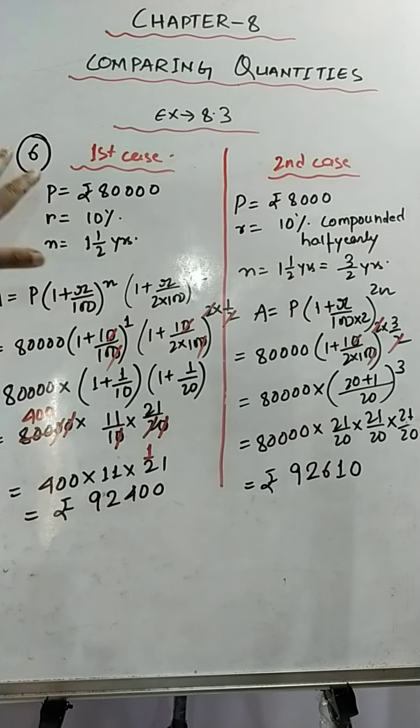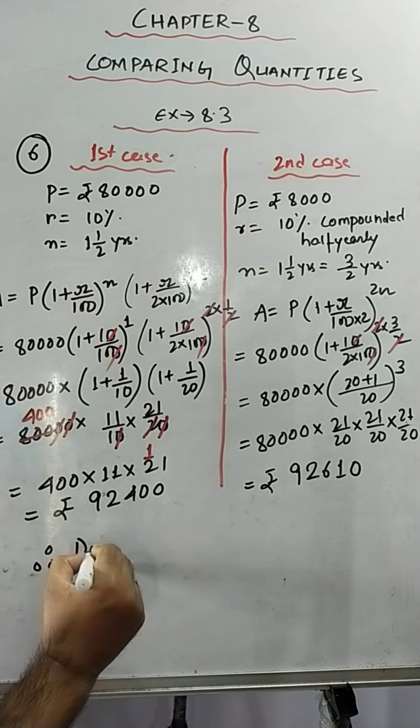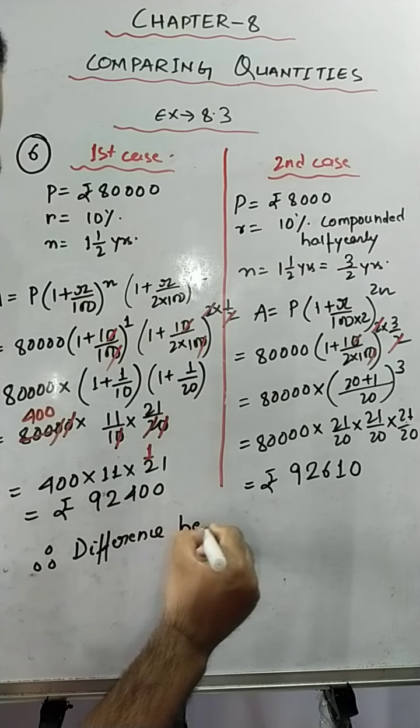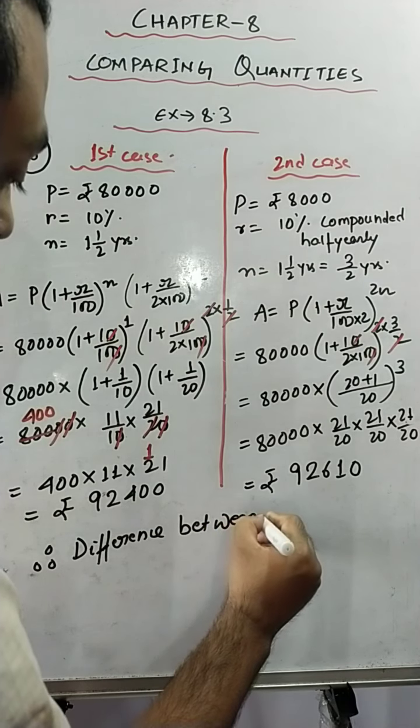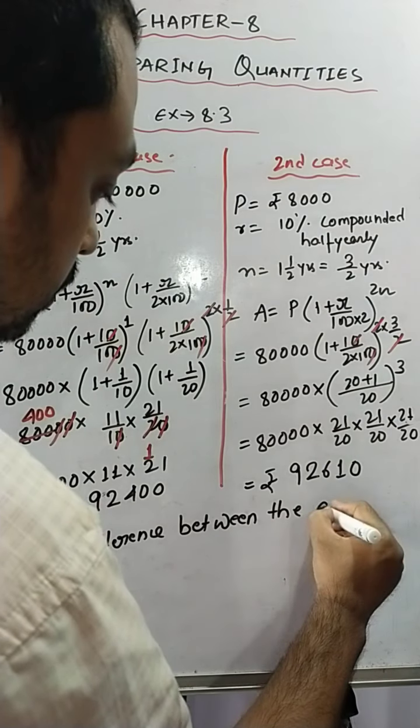So these are the required two amounts that we have calculated. And finally, what do we have to answer? We have to find the difference between the two amounts. So you will write, therefore, the difference between the two amounts. Now, for the difference between the amounts, you just write.